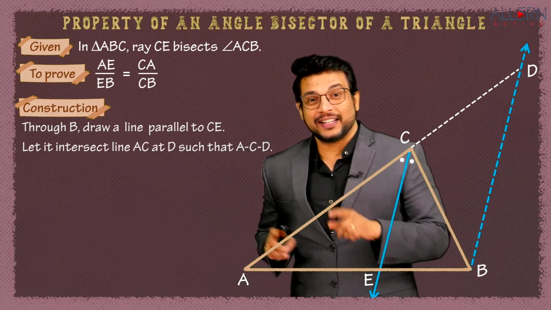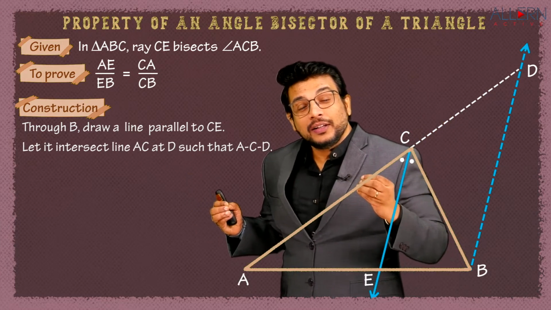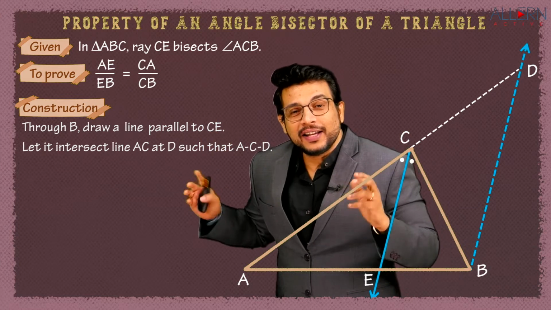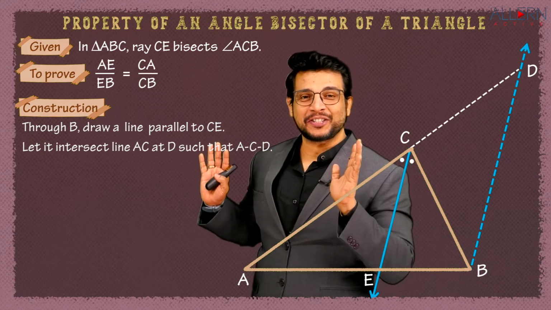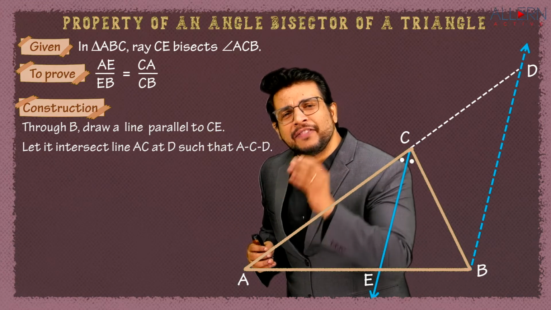And that is what we have done, such that A-C-D are collinear. Understand, this is important. The entire crux of proving this property is nothing but understanding the logic for the construction which we have done. So once we have understood this, now believe me, it's very easy, very easy.